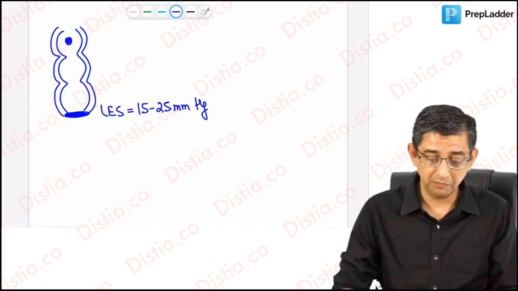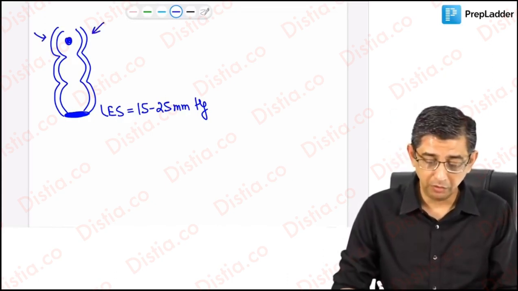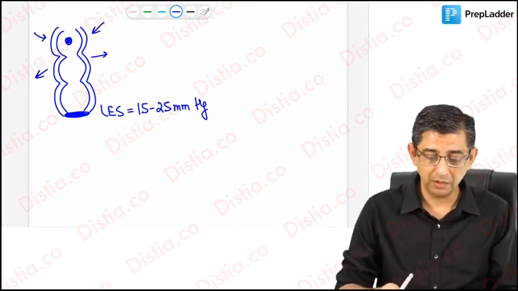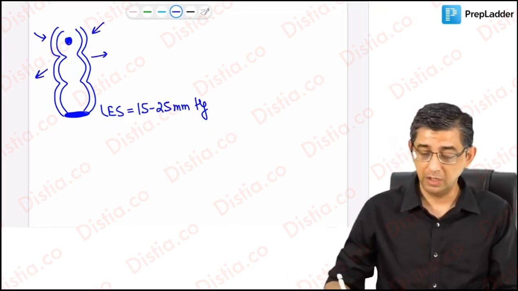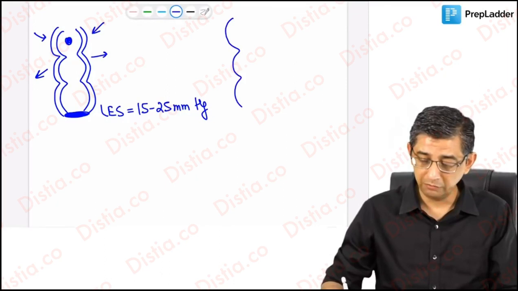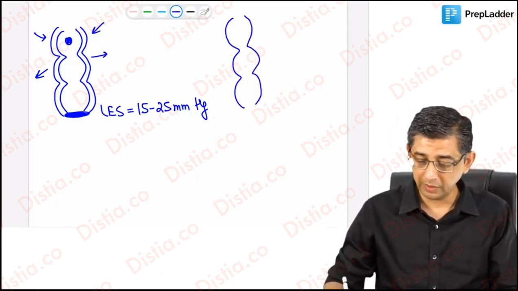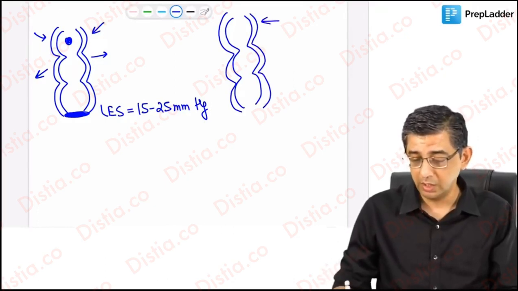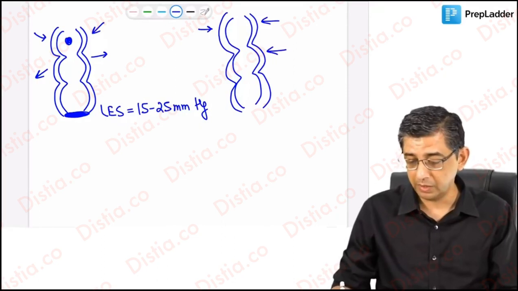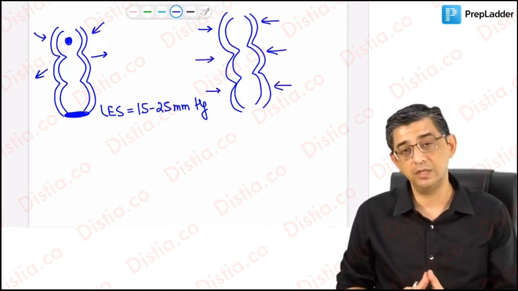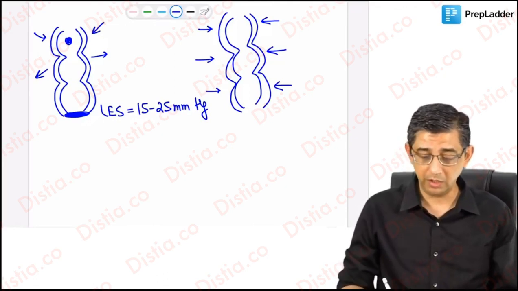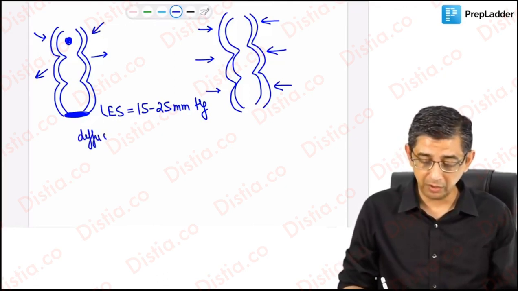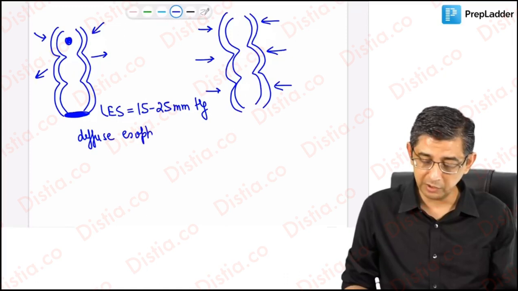We have a peristaltic wave going up, and therefore the food can easily pass into the lower part of the esophagus. But now I'm showing a condition where the whole of the esophagus is contracted in a single go. Please appreciate that, unlike the previous diagram, this time the upper part, the middle part, and the lower part, the whole of the esophagus, is contracting simultaneously.